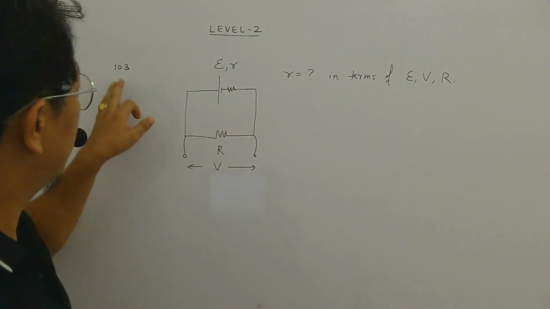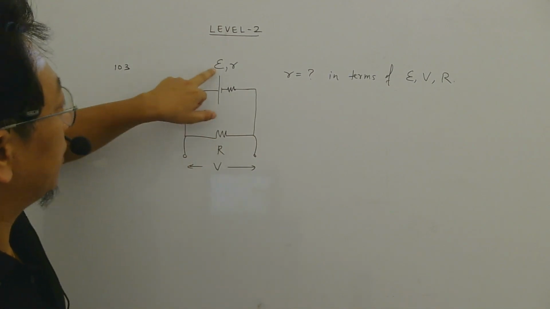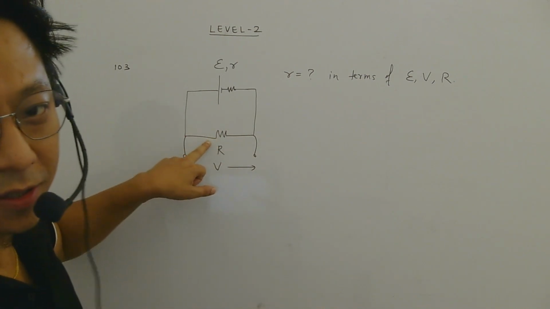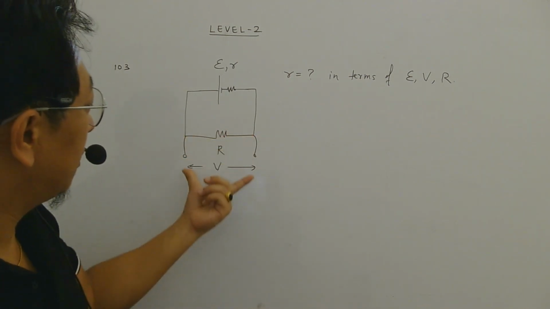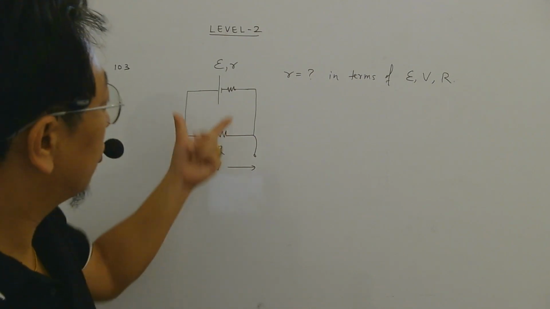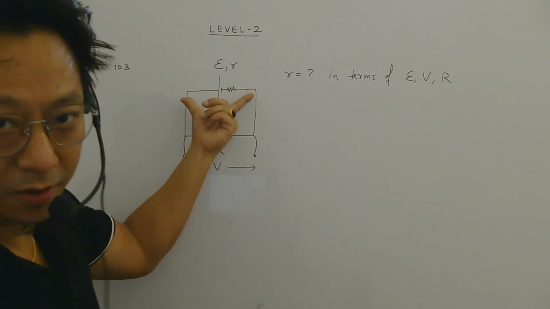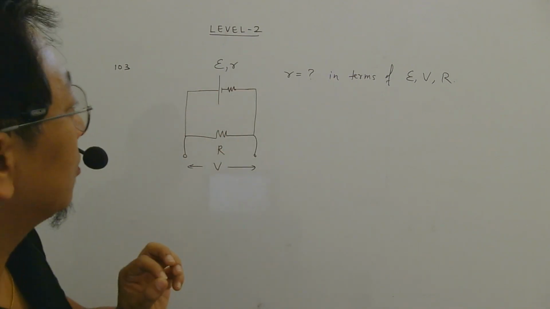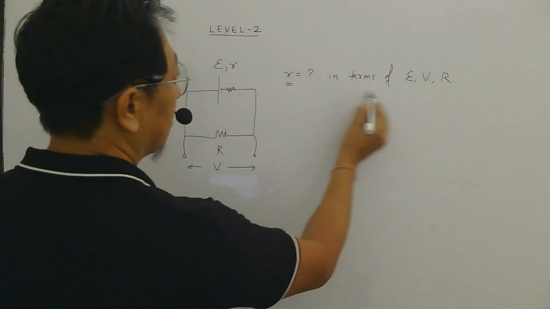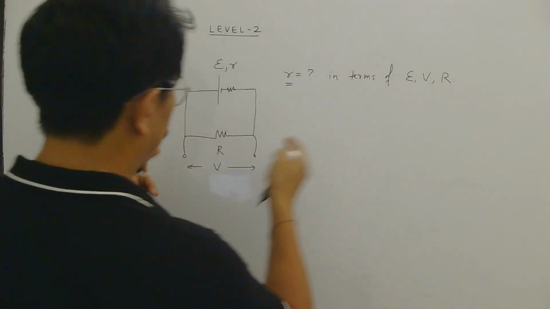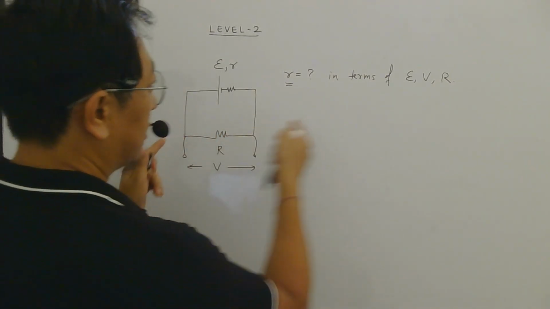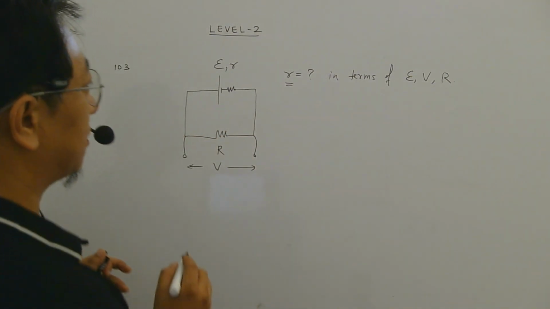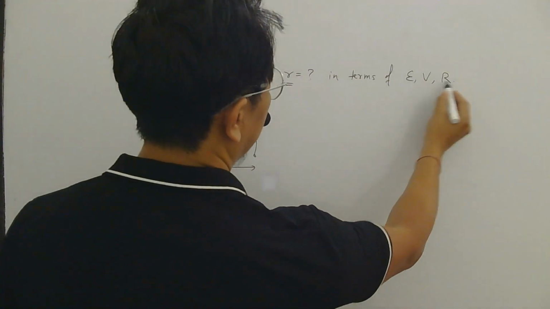So the next question, 103. There is a cell of EMF E and internal resistance r. It is connected to an external resistance capital R. The potential difference is given as capital V, which is also the potential difference here, right? Because these 2 points are the same and these 2 points are the same. So we have to find the internal resistance in terms of the EMF, the potential difference across the cell or across the external resistance, and capital R, which is the external resistance. So how to find small r in terms of these three?